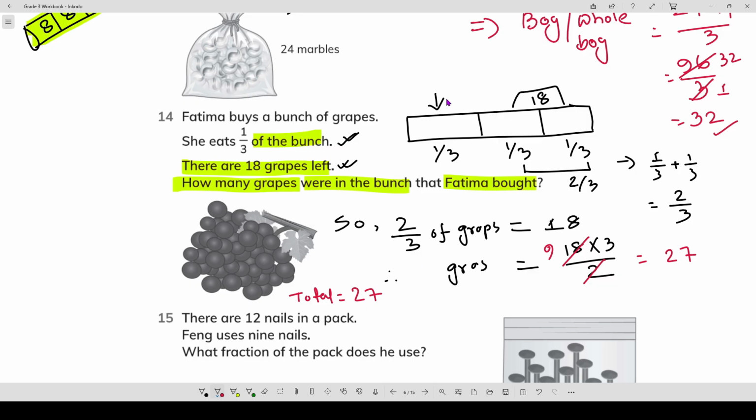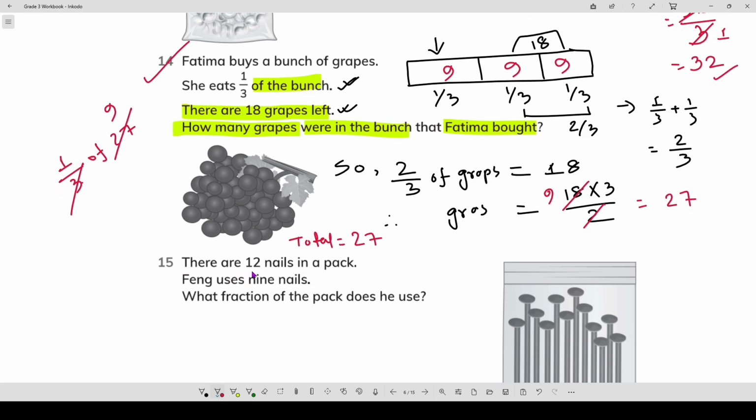Now let's consider 27. 2/3 of the grapes equals 18. So we can say 1/3 of 27 means 9. So here is 9, 9, and 9. Okay, very simple.